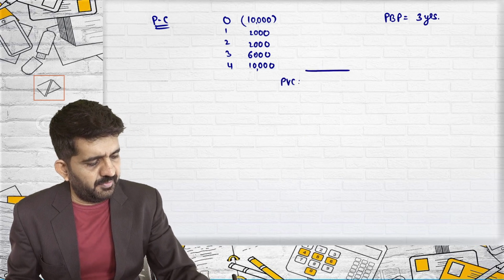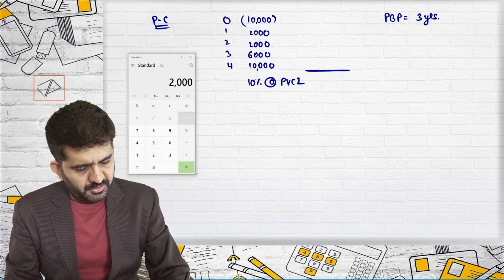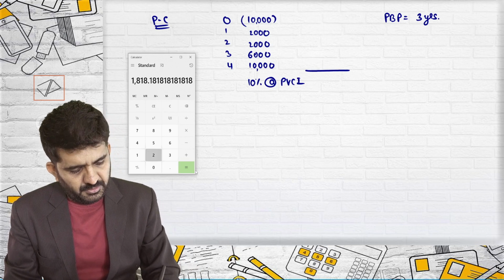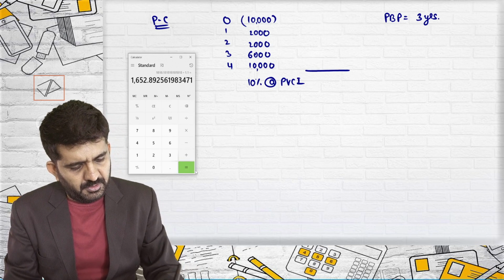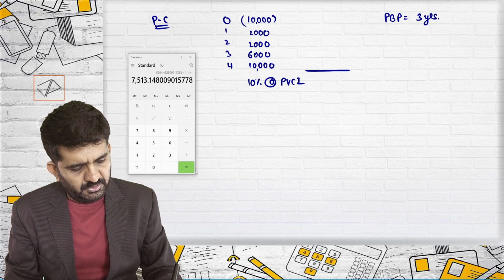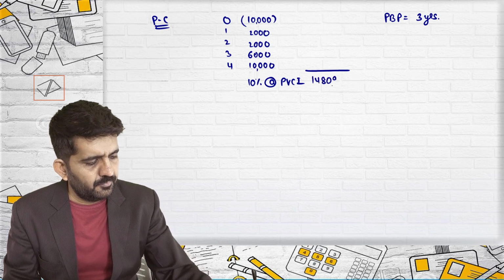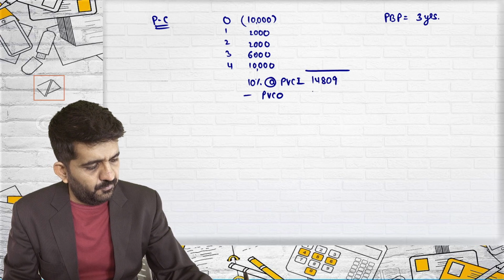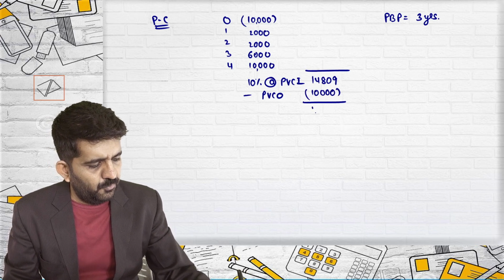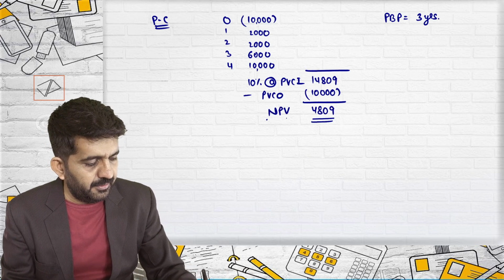I need to find out present value of cash inflow at the rate of 10%. 2000 divided by 1.1 is equal to M plus. 2000 divided by 1.1 is equal to M plus. 6000 divided by 1.1, 1, 2, 3, M plus. 10,000 divided by 1.1, 1, 2, 3, 4, M plus. MRC is 14809 minus present value of cash outflow is 10,000 will be my NPV.